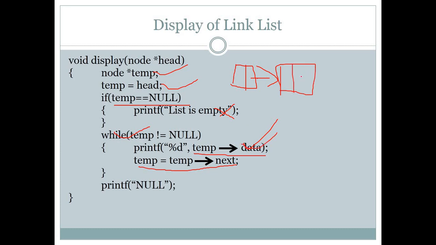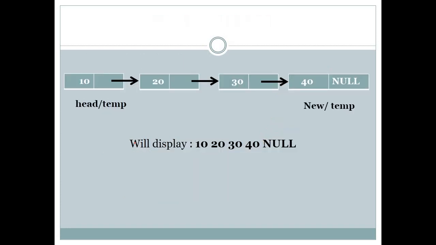Again we will print data, again we will move to the third node, again we will print data, again temp next, we will move to the new node. But here it is null, means this condition is false, so we will stop here and print null. So we will print these values by this while loop. So this is the display of the linked list. Okay, so we will display 10, 20, 30 and 40 and null by this display function.